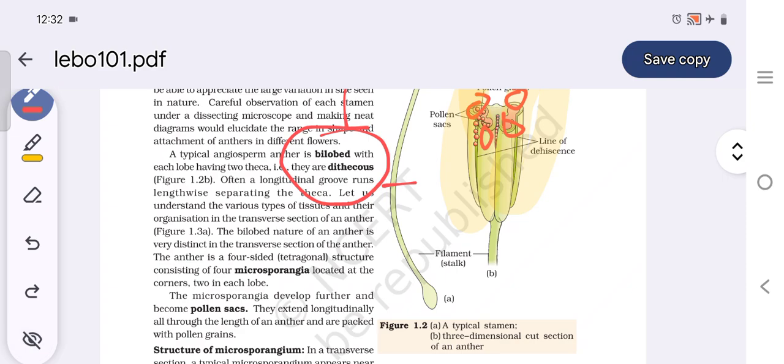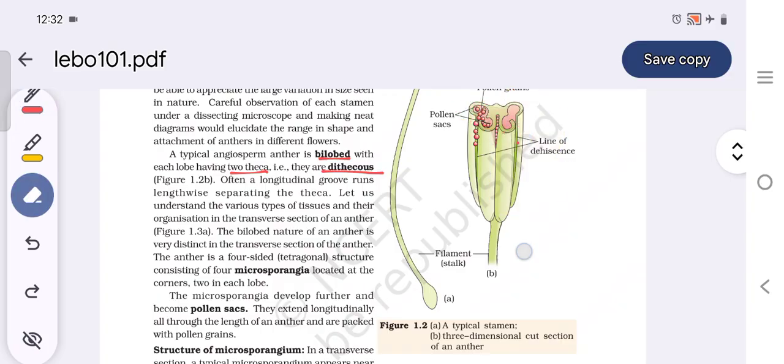Dithecous, di meaning two. So you have two theca there, two lobes, bilobed. Inside each lobe, you will have two compartments. Each compartment is called theca. So totally you will have 1, 2, 3, and 4. These are the important words that describe an anther.